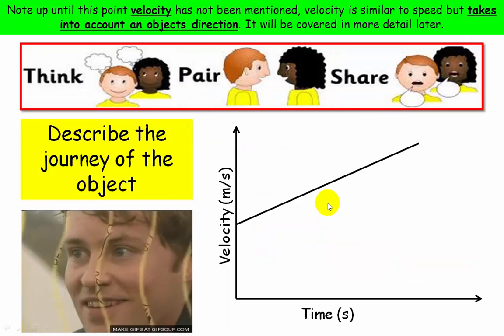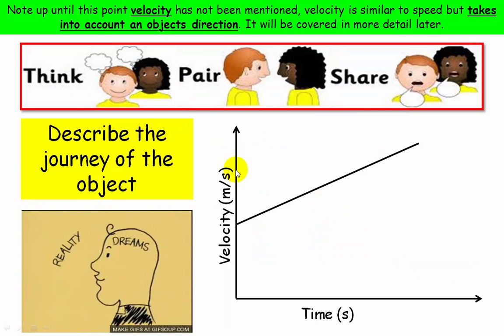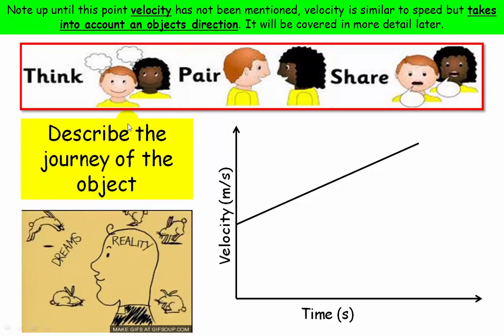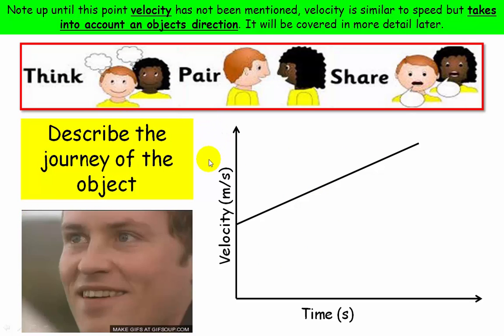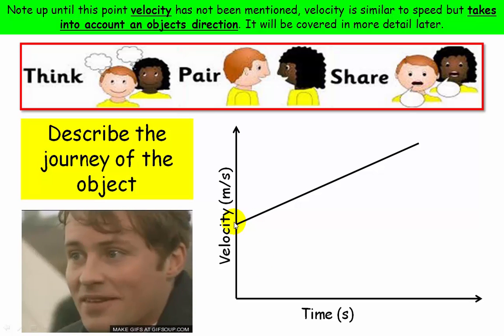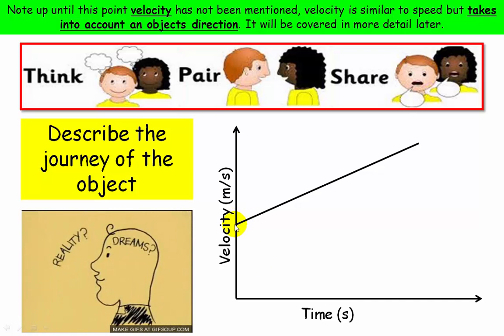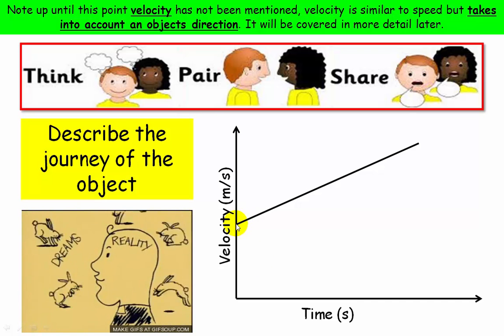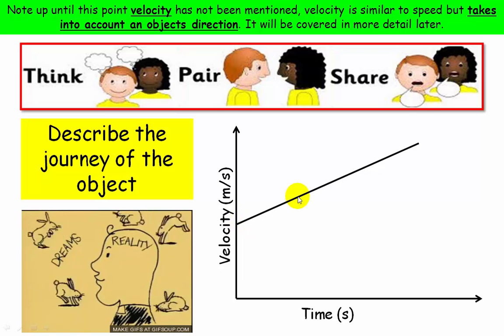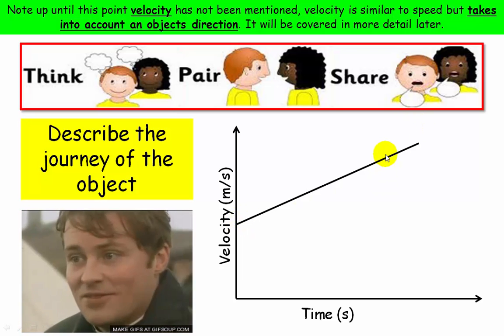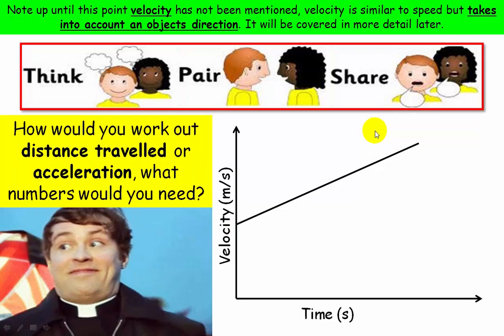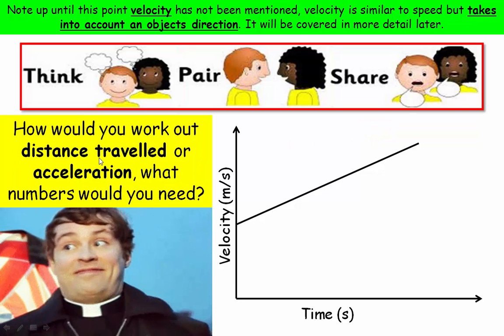So we start by looking at one of the slides I've included on Google Drive for staff. You get students to think about this object and what it would be doing. Hopefully they'd come up with, well, it's not doing constant speed, it starts at a certain velocity, then increases. Once you've done that for a bit, change the question to how might you work out distance travelled or acceleration, and what numbers would you need.